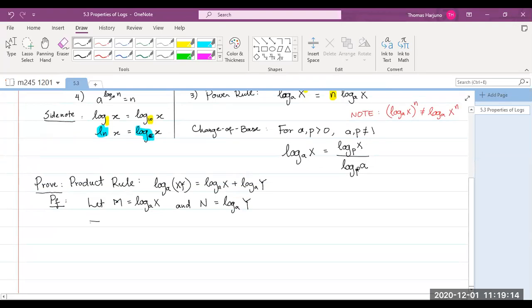Then I change it into exponential form. The exponential form will then be a to the m equals x, a to the n equals y. Think about this a little bit. I changed it from log form into exponential form. Therefore, the product of x times y will be a to the m times a to the n, right?